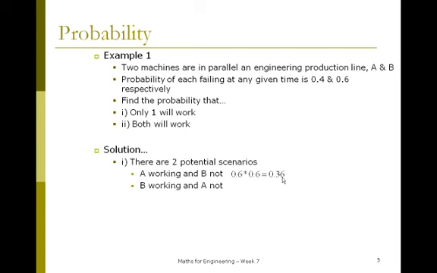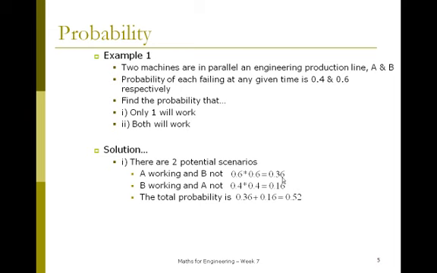Now, on the other hand, when we have the case that B is working and A is not working, the probability will be 0.4 times 0.4, which gives us an answer of 0.16. So therefore, the total probability that only one will work is adding the two probabilities that we just calculated together. So the total probability is 0.36 plus 0.16 is equal to 0.52.